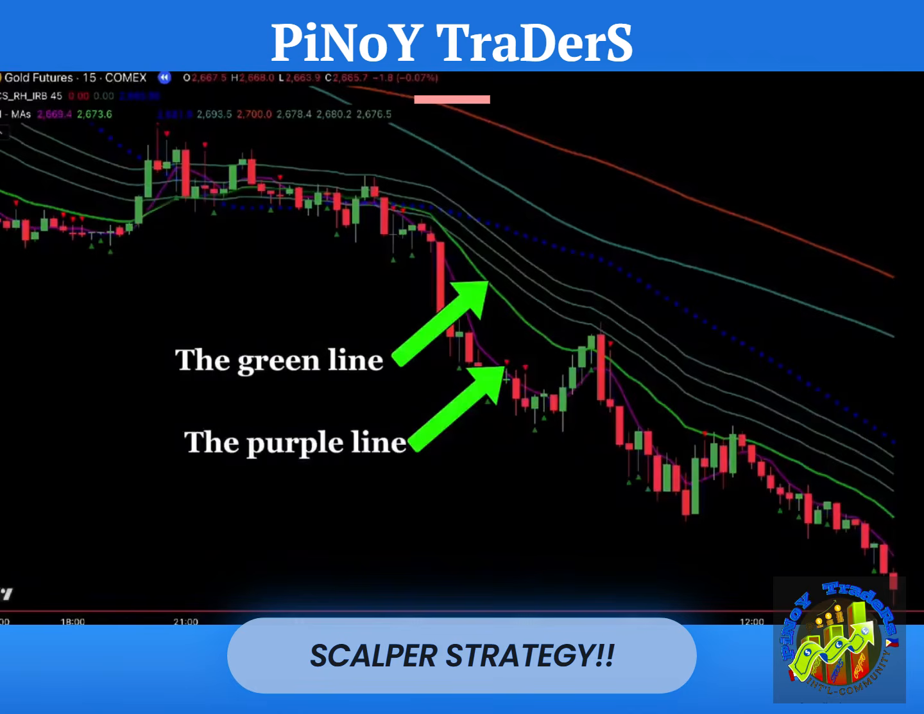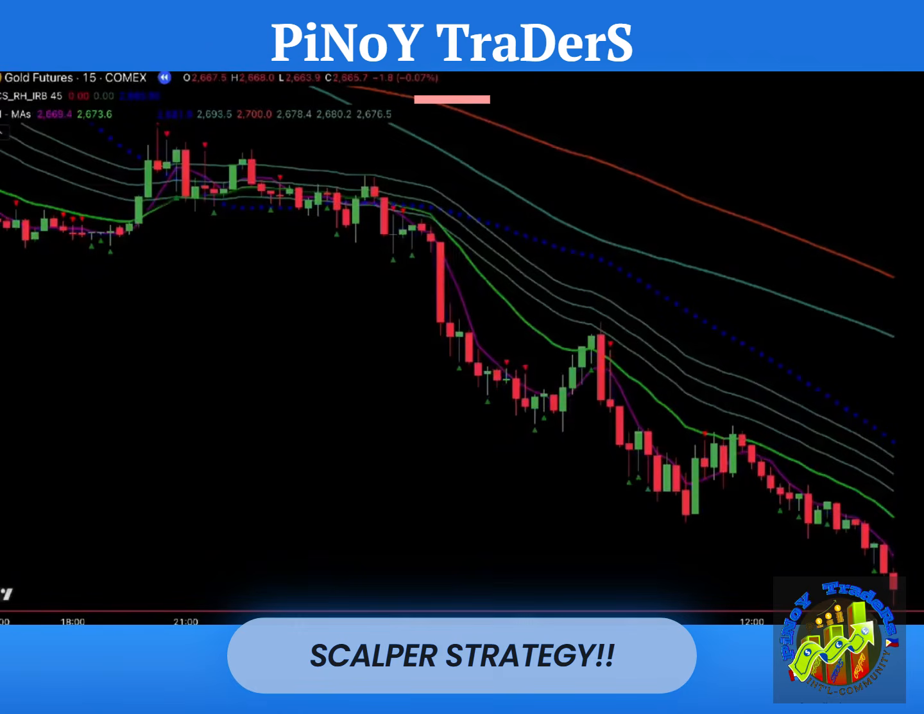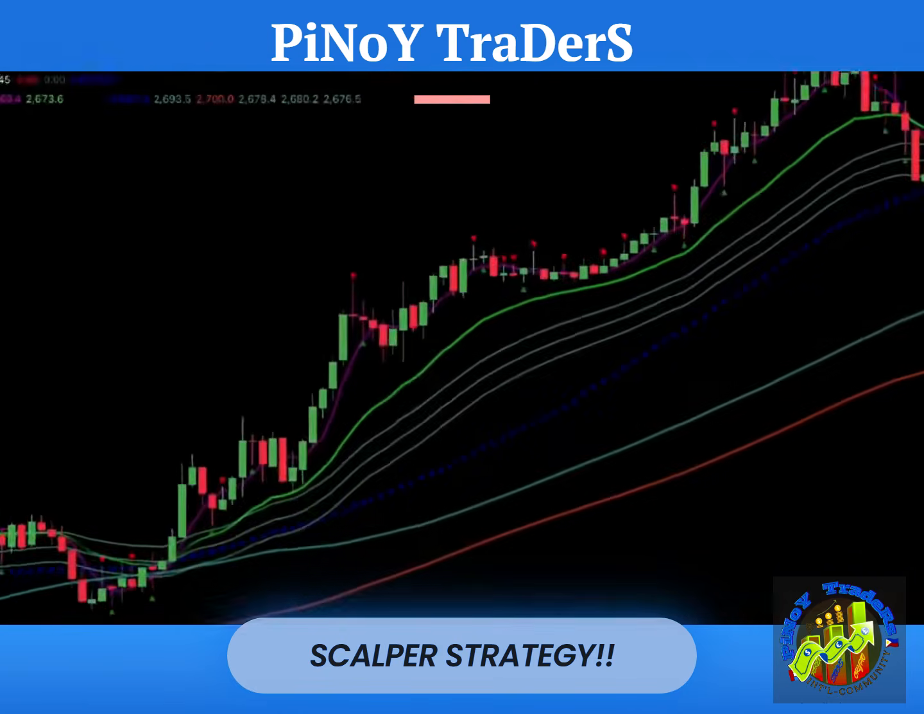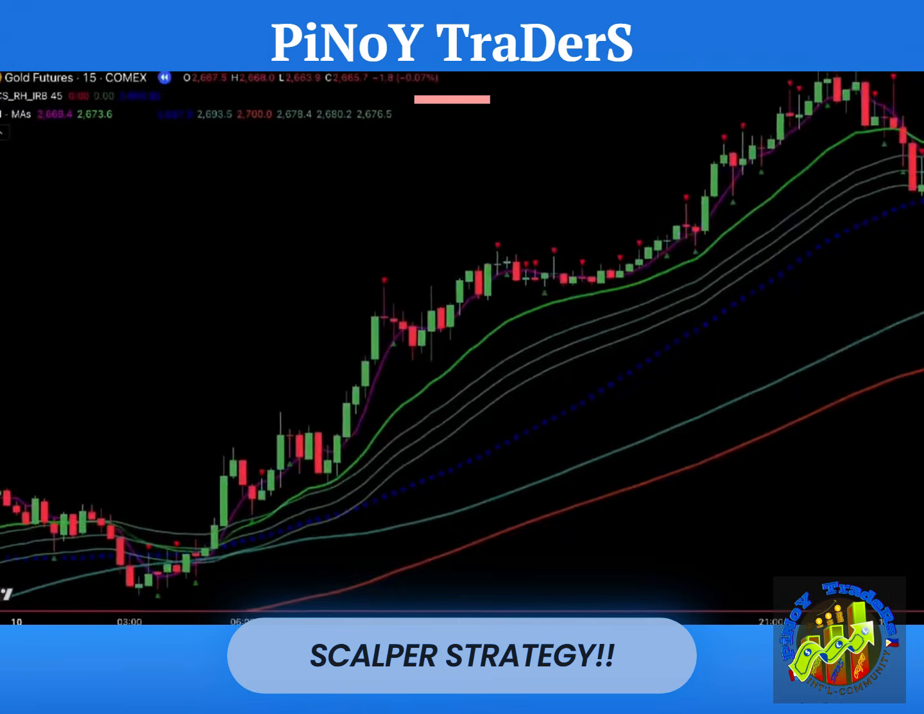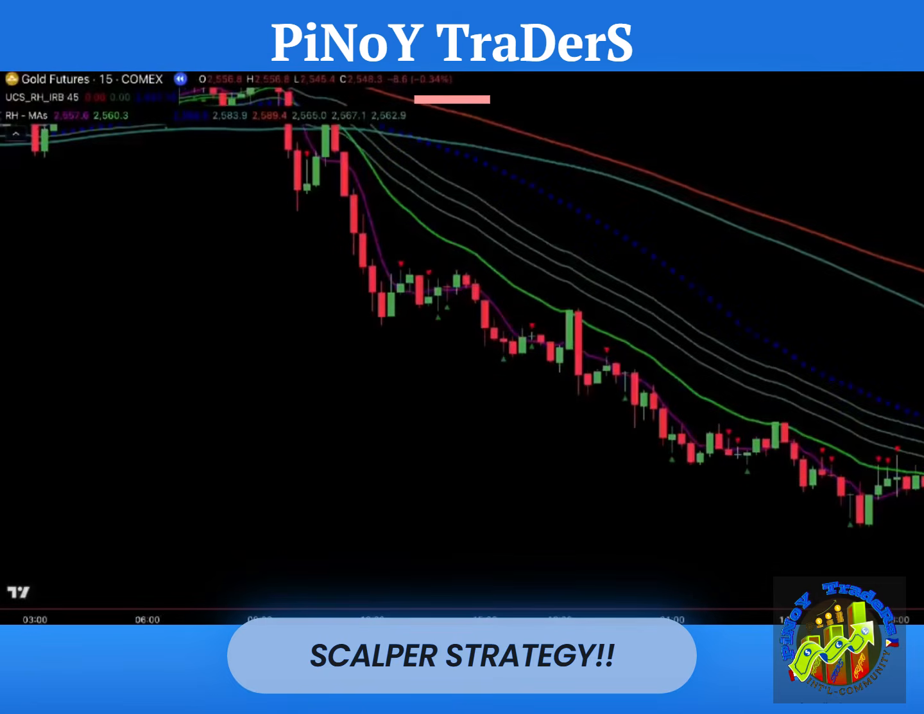The target candles must be positioned correctly. In a downtrend, they should be below the purple line. In an uptrend, they should be above the purple line. For example, in this chart, the green and purple lines are parallel and there are no extra lines in between. The candles below the purple line confirm a downtrend, giving us a clear signal to enter a short trade.